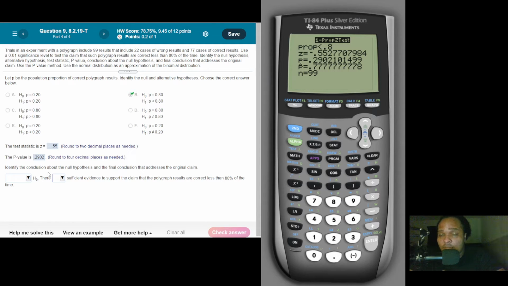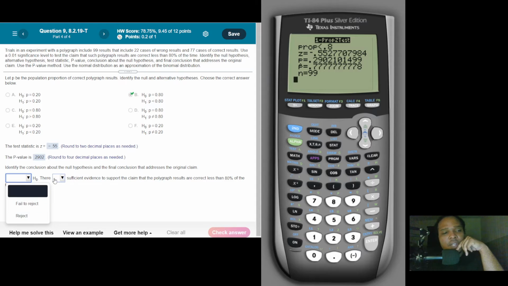You just have to do little intricate conclusions, like whenever your p-value is less than your sig, that means you reject. When your p-value is greater than your sig, you fail to reject. If you ever reject the null hypothesis, there is enough evidence to support your claim. If you fail to reject your null hypothesis, there is not. And that's what we use when we're judging these. Okay, so identify the conclusion.